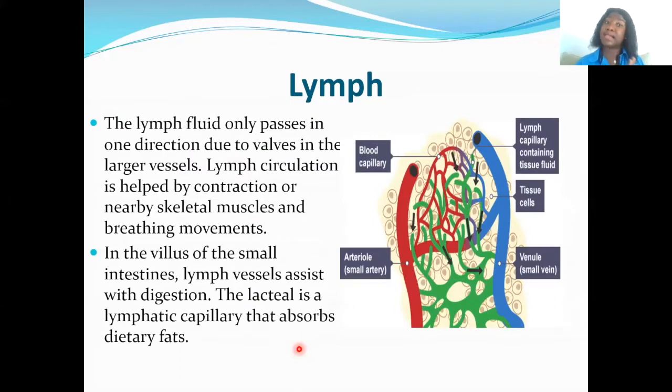The lymph fluid only passes in one direction due to the valves in the larger vessels. The lymph circulation is helped by contractions of nearby skeletal muscles and breathing movements, which we already said. In the villi of the small intestine, lymph vessels assist with digestion. The lacteal is a lymphatic capillary that absorbs dietary fats. And we should have already known this from our digestive system in grade 9, or in grade 10 if some of us did this BGCSE overall.